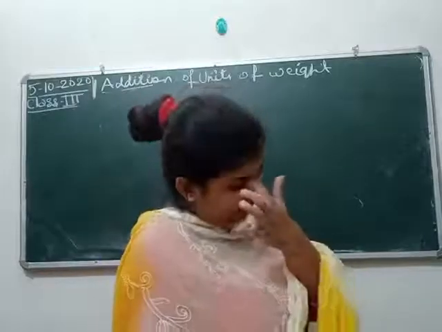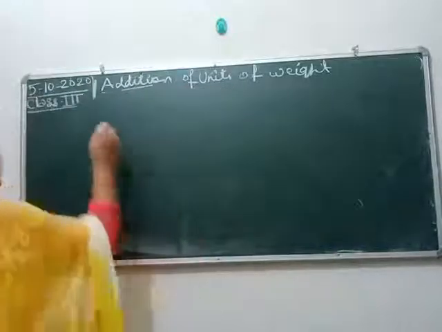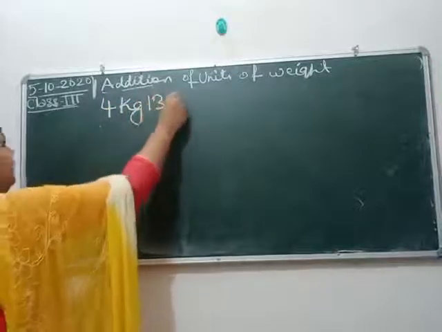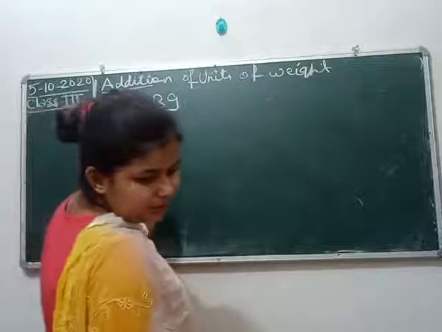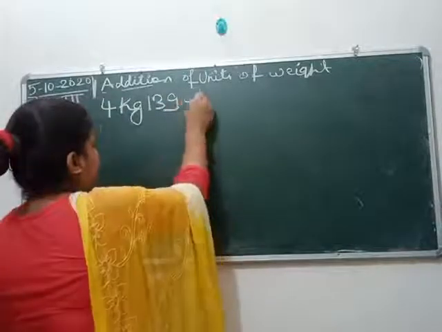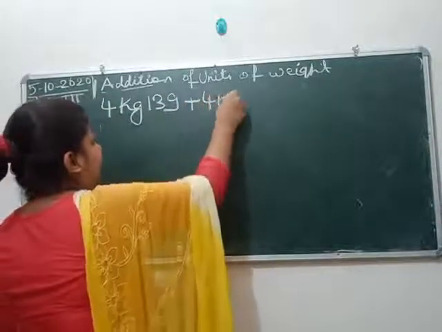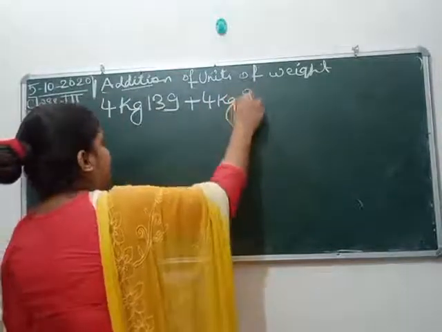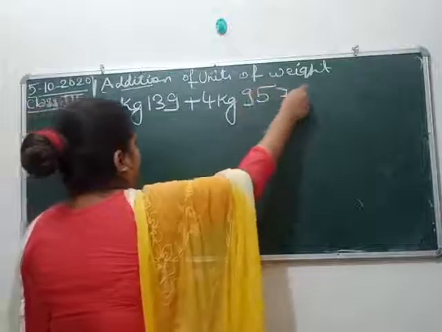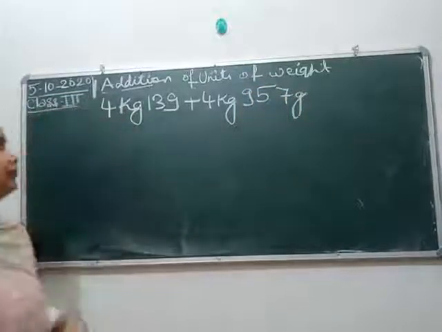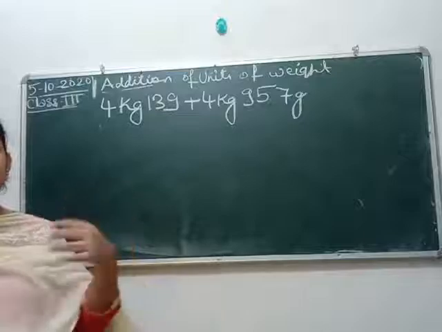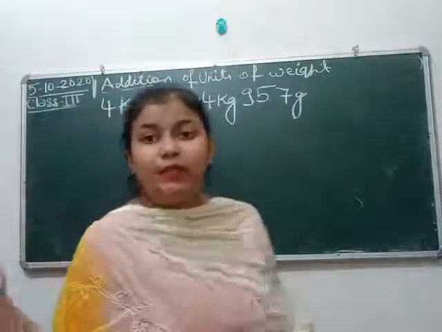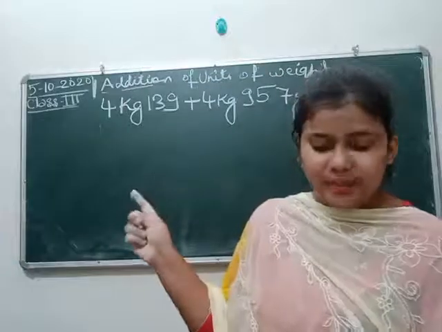4 kg 139 gram plus 4 kg 957 gram. Come on, do this question. What do you have to do first? First of all, we will make two headings, that is kg and gram.